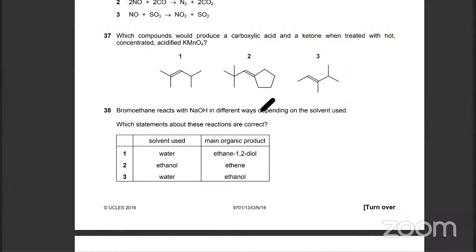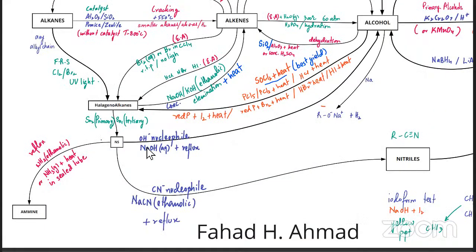So I think he's talking about the same reaction, but he says that it reacts in different ways. So NaOH reacts with halogenoalkanes in different ways. One is NaOH aqueous and reflux, that gives you an alcohol. And the other one is NaOH or KOH ethanolic, that would give you an alkene.